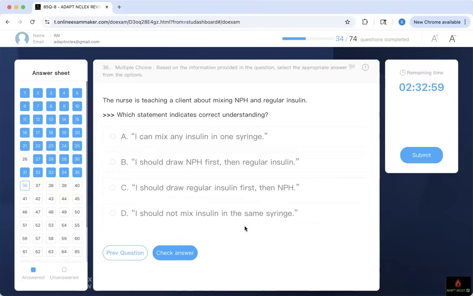Pick the answer, put that in your comment. If you have a formula, an easy way to mix them, put it in the comments so that we all can learn. The way I understand it is called RN, right? So we draw regular insulin first, then NPH. That's all. But if you have something else, I want you to put it there. Therefore, this is our right answer.